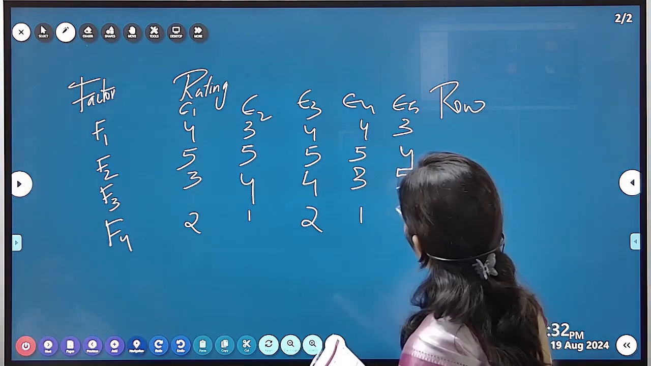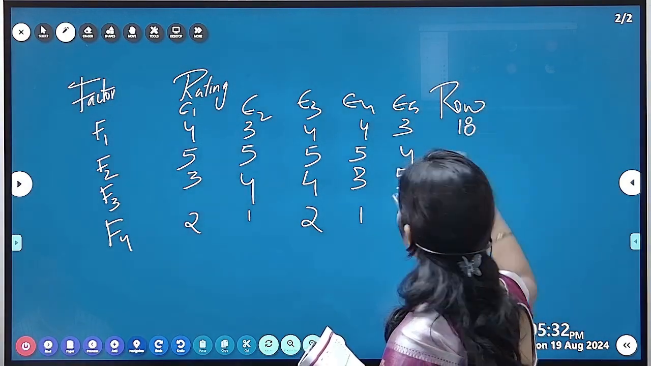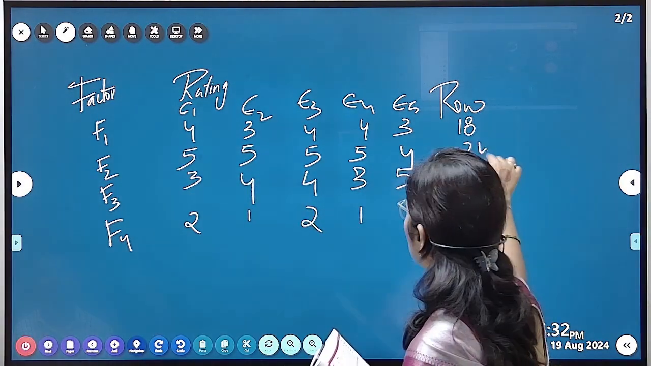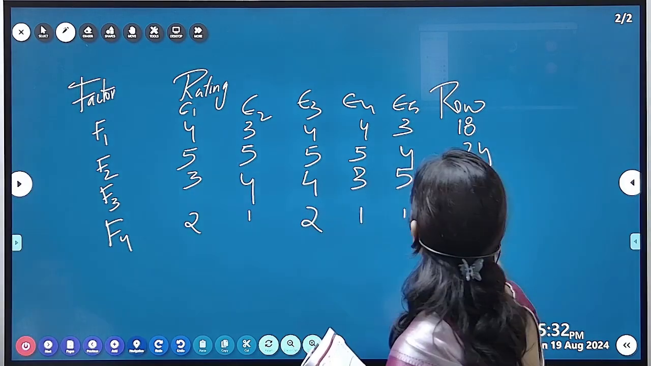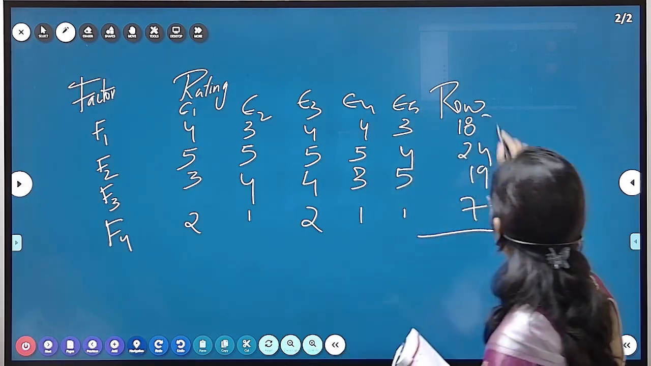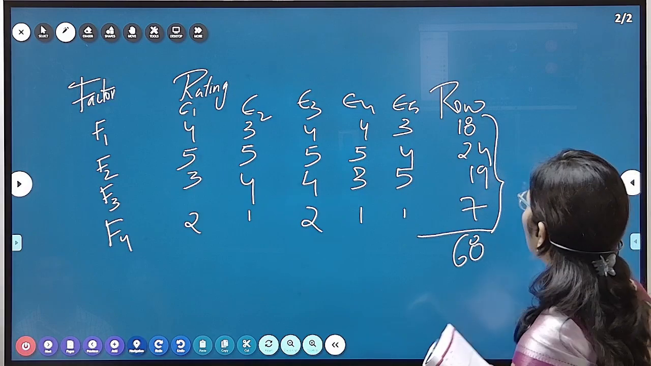4, 12, 15, 15 plus 3, 18. So, what's the total of this? 24. Next, 19. Next, 7. So, what's the total of this? 68. So, now we have to find the weight.